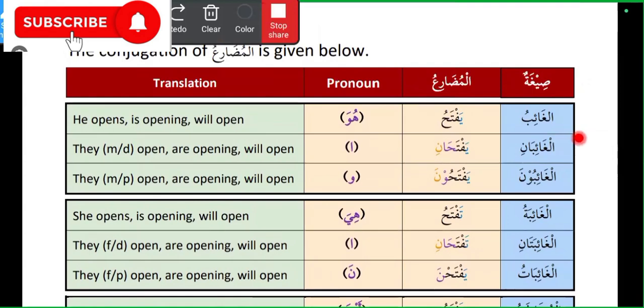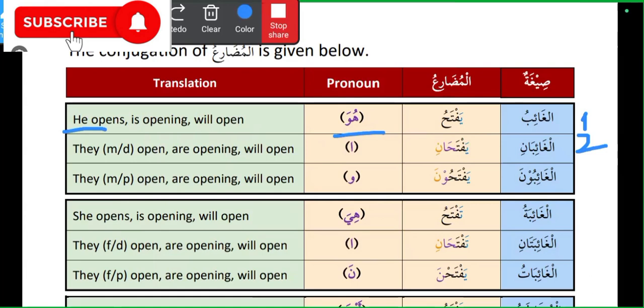So let's start with the first one, which is al-ghaib, siga number 1, which is yaftahu. Yaftahu has a zamir mustatir, a hidden pronoun, which is huwa. So we don't say huwa yaftahu. Instead, we just say yaftahu, and it means he opens, or he is opening, or he will open. Any one of the 3. So when we say yaftahu, it means he, right? Huwa yaftahu.